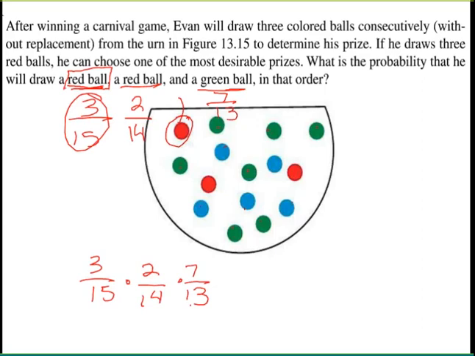So if I just multiply this out, 3 times 2 times 7 gives me 42 out of 15 times 14 times 13. So that's out of 2,730. So 42 out of 2,730. If I divide that, gives me 0.01538, which is about 1.5%.